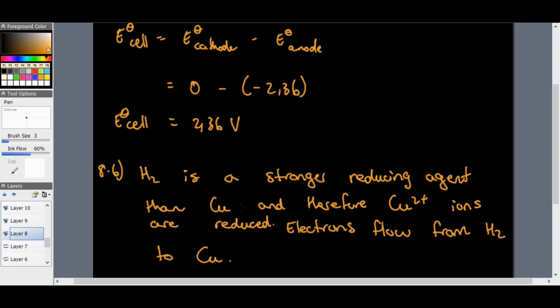Okay, very easy explanation. And if we understood our table of standard reduction potentials, we would have seen that. It would have been quite easy to put that down. And that was for 3 marks. So the marker probably would have come around mentioning that it's a stronger reducing agent than, and mentioning the substance, so copper, and saying therefore which ions would either be reduced or oxidized. Okay, either one.